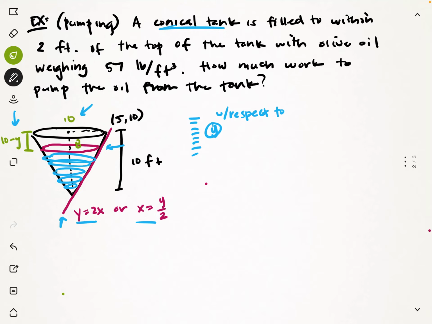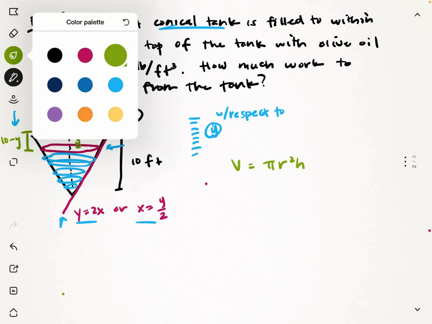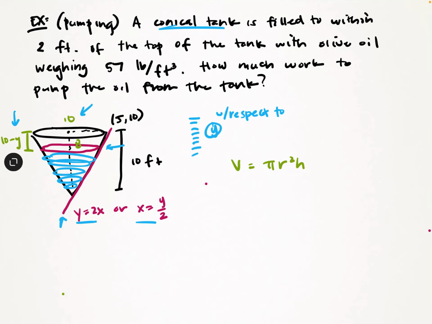We know that the volume is equal to pi r squared times h for our cone. We need to make sure that we integrate. We're going to use this height of our liquid to find how much work it takes at that given height. So this thing right here is going to be important. Let's go ahead and set this up.